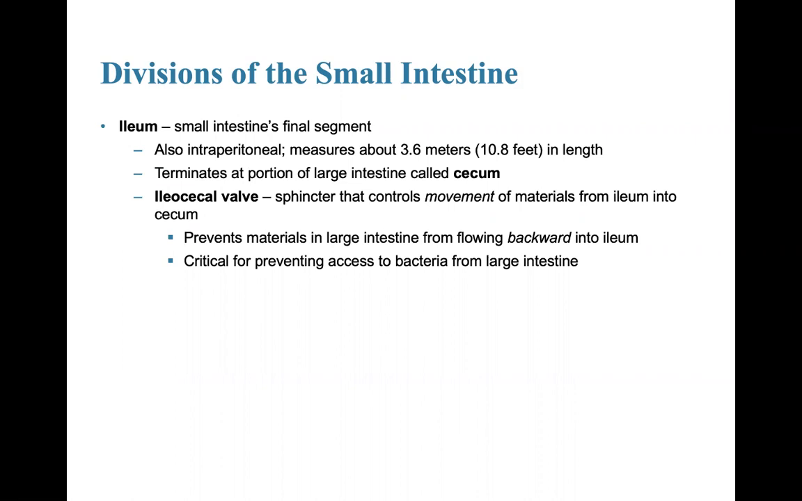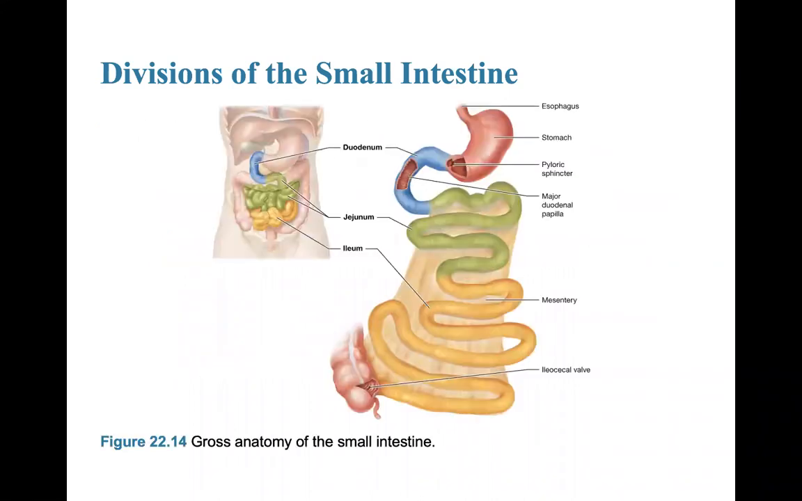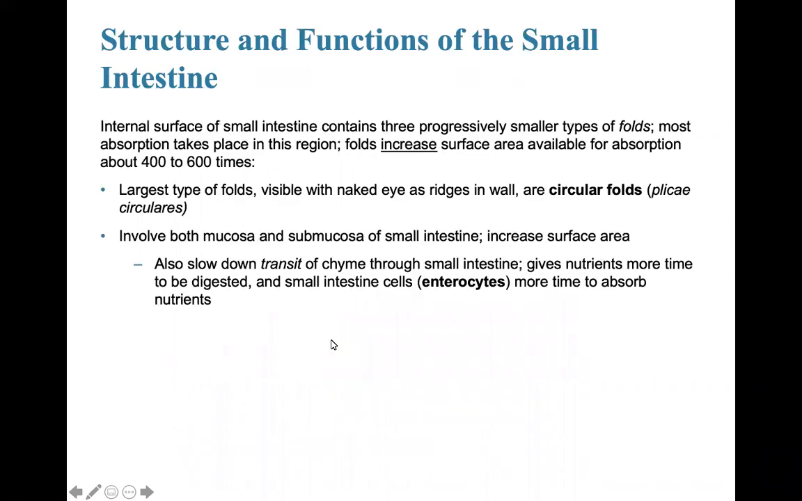It terminates at the portion of the large intestines referred to as the cecum, and you have what's referred to as the ileocecal valve. This is a sphincter that controls the movement of materials from the ileum to the cecum. This prevents materials in the large intestines from flowing backward into the ileum, and this is critical for preventing access to bacteria from the large intestine. So here we have our little C-shaped region here, the duodenum, the jejunum, and then the ileum here, and this will dump into the cecum.